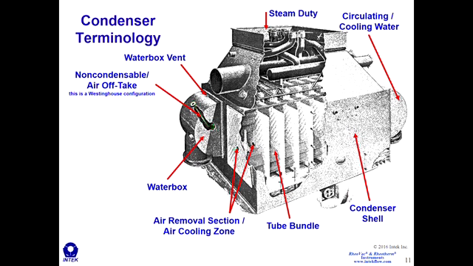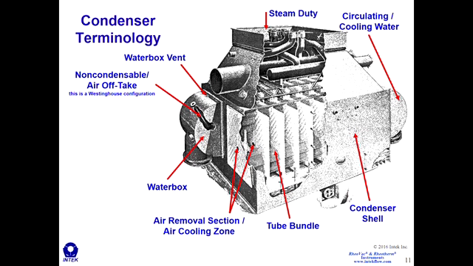Then we have obviously the water boxes that contain the cooling water, or some people refer to it as circulating water. Then there's the air removal section, also referred to as the air cooling zone. You may see it called the air cooling zone on your condenser spec sheets. Again, the air removal section and air cooling zone typically is defined by some type of shroud in the condenser. The Westinghouse doesn't really have that. Then there's the tube bundle. We define a tube bundle as a set of tubes with one air removal section. That's what a tube bundle is.